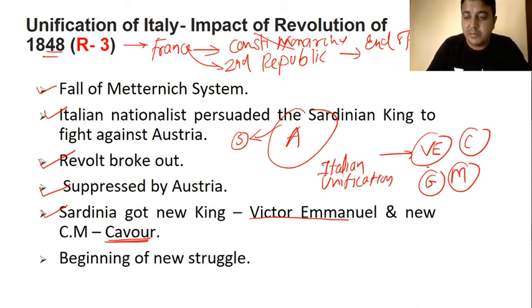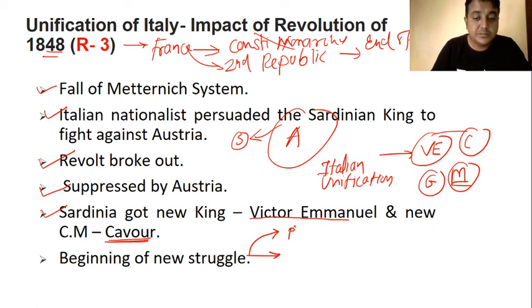Mazzini, we already mentioned. Now these two people led the movement from 1848 onwards. And here we mention the beginning of a new struggle. New king, new CM, new struggle. How is it a new struggle? Because the enemy remains the same. That is, the obstacles remain the same.